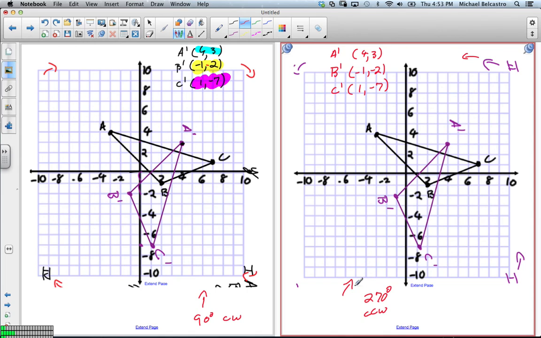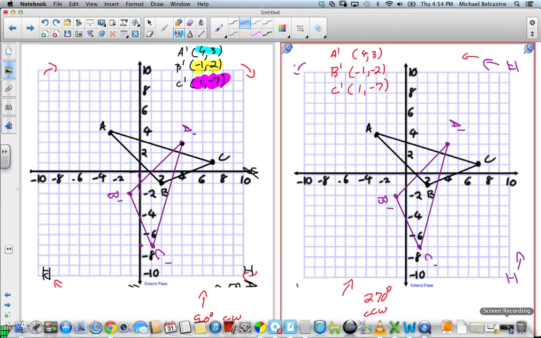Notice anything about our answers? Yeah, they're the same. They're the same, right? Because there's 4 movements. Going counterclockwise 270 is the same movement as going clockwise 90 degrees. Does that make sense? Yeah. Okay, so always remember, when we're flipping our graph and rotating, we've got to do the opposite of what they tell us. Okay?